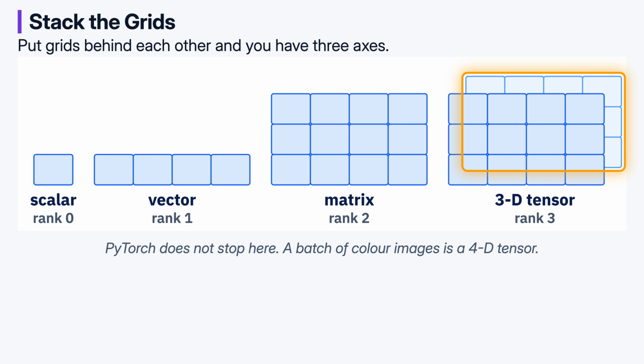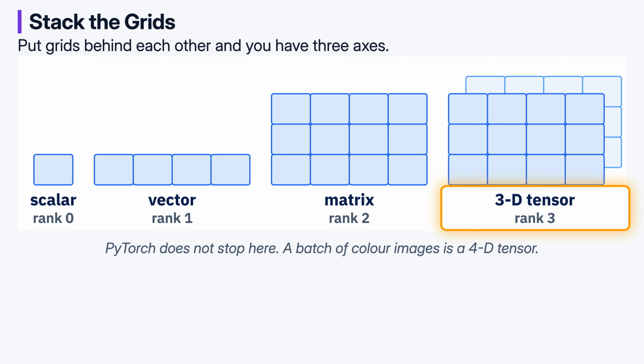Now put grids behind each other. This is the grid at the back. And this is the grid in front of it. 2 grids stacked gives you 3 axes. This is a 3D tensor, rank 3. PyTorch doesn't stop here. A batch of color images is a 4D tensor.